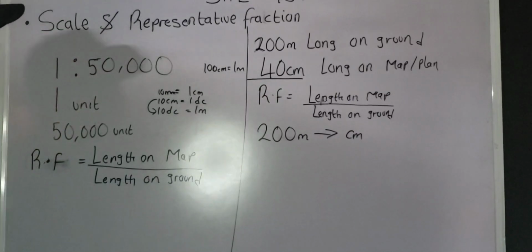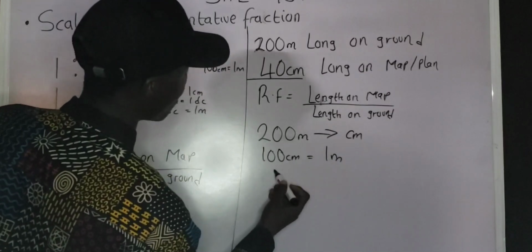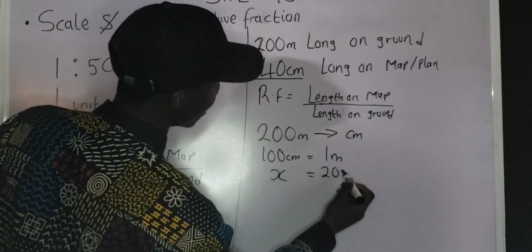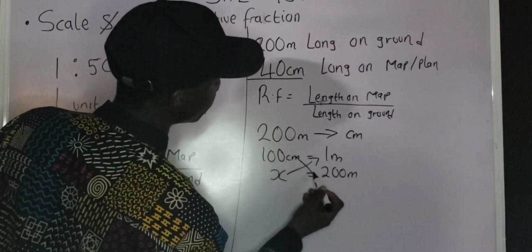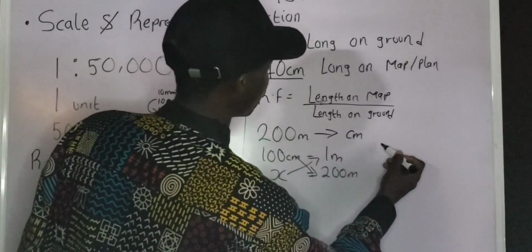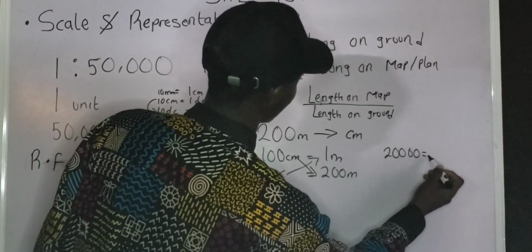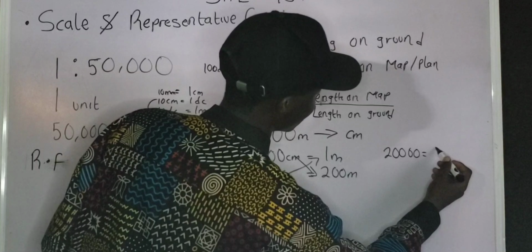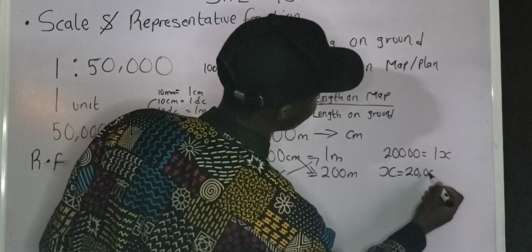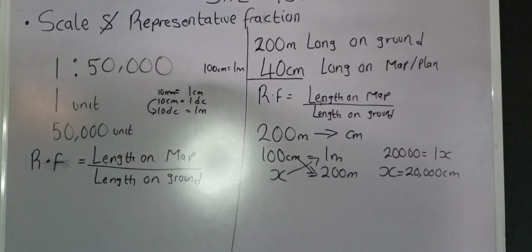So now, if 100 centimeter is equals to 1 meter, how many centimeter is 200 meter? Let us represent it as x. So x centimeter is equals to 200 meter. Now, in order to get the value of x, what do we do? We cross multiply. So 100 multiplied by 200 is 20,000. So I'm going to have 20,000 is equals to 1x. So that means that x is equals to 20,000 centimeter. So 200 meter is equals to 20,000 centimeter.